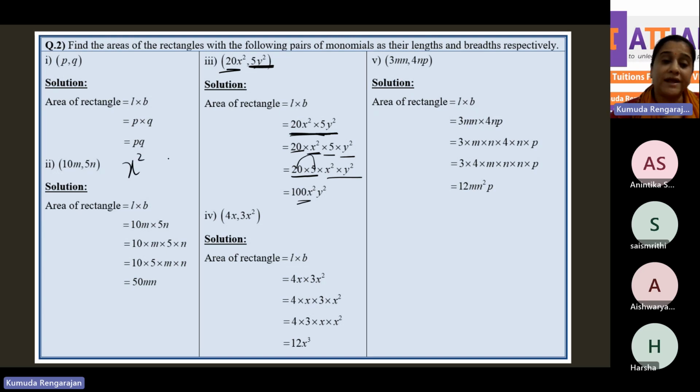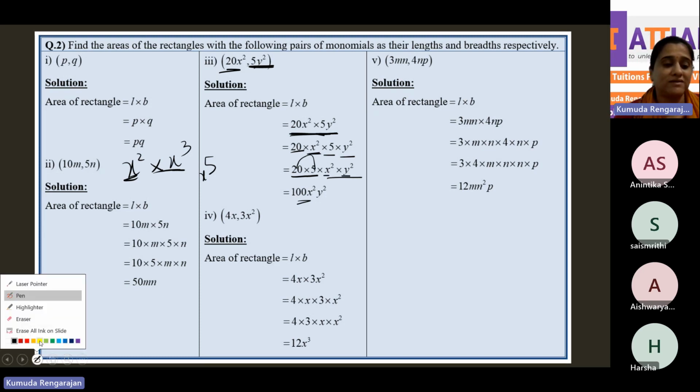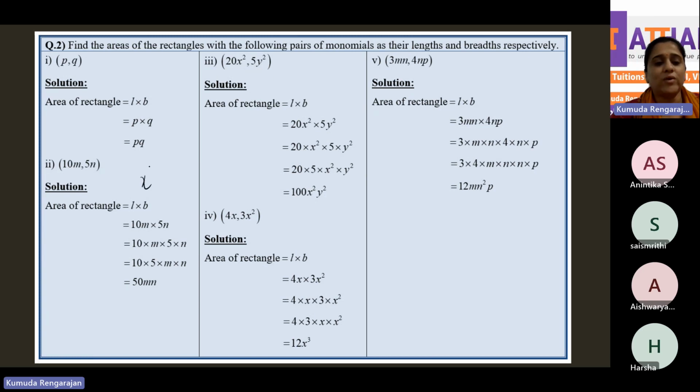Like x square and x cube, they are not like terms, but you can multiply them because they have the same base x. So you can add the powers, 2 plus 3, 5, and write x to the power 5. But this one is x square, y square. You cannot add the powers there because bases are different. You cannot say, okay, 2 plus 2, 4. No. Which base will you write? Will you write x or y? Bases must be the same. So they're different. So this one comes as it is.